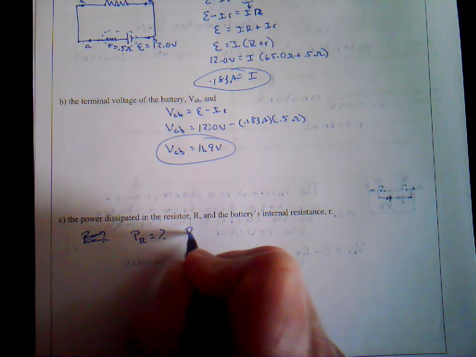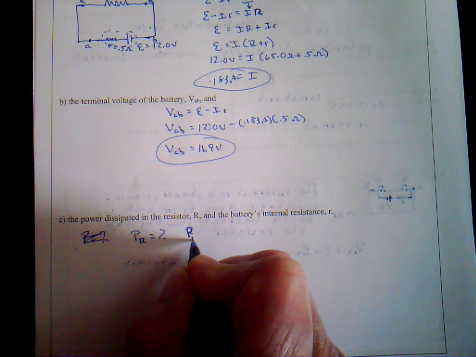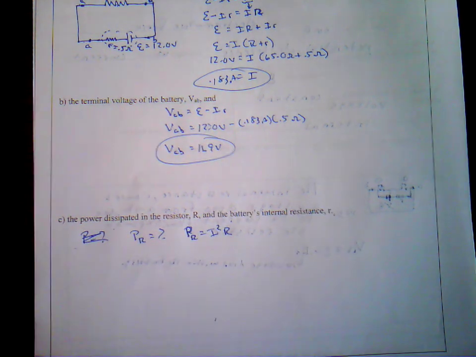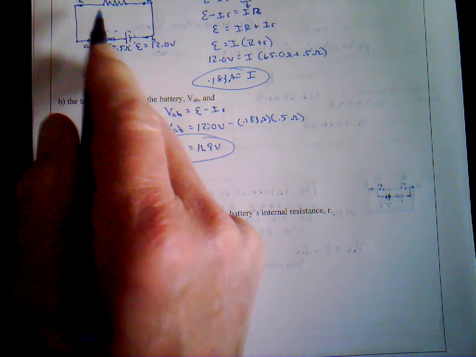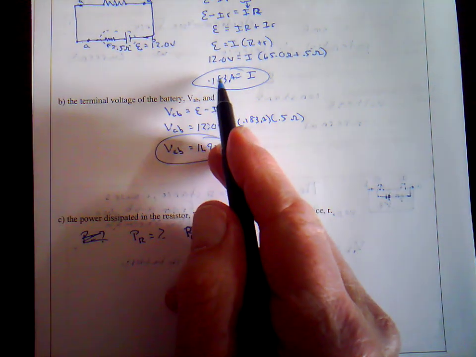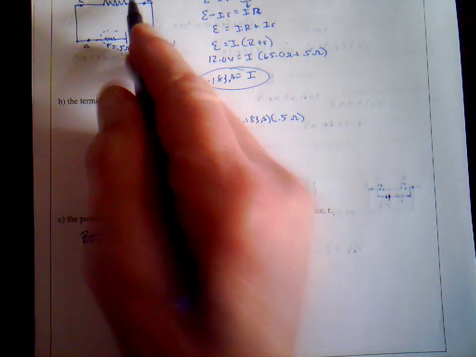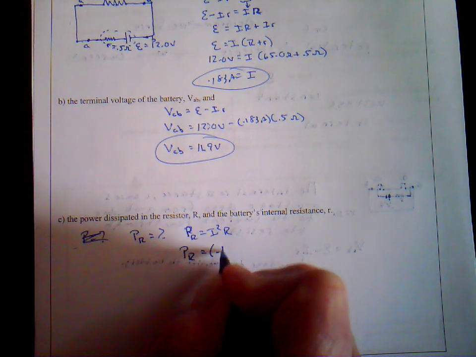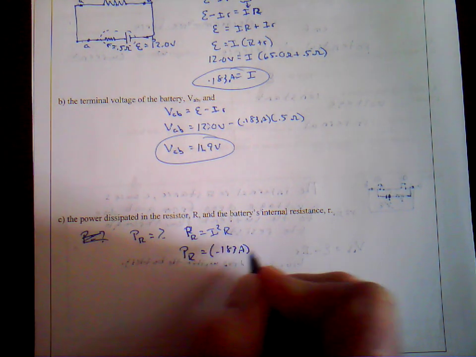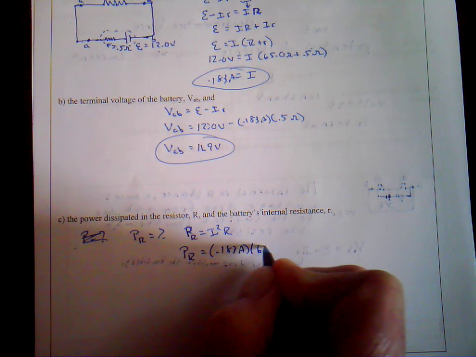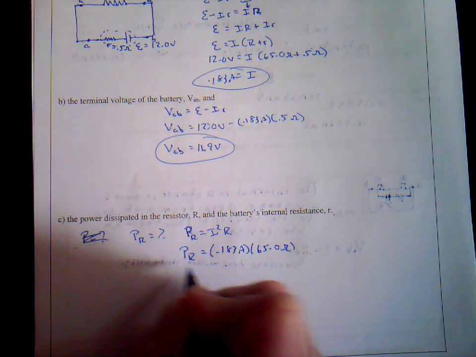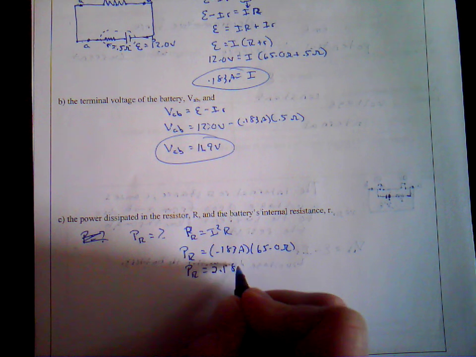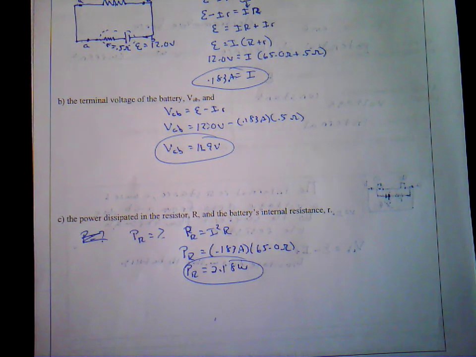We have a power equation. Power in resistor R is equal to I squared times R. Well, we know the current going through this resistor. That current is 0.183 amps. We know the value of that resistor is 65 ohms. So the current is 0.183 amps, the resistance is 65.0 ohms, and we get that power to be 2.18 watts.